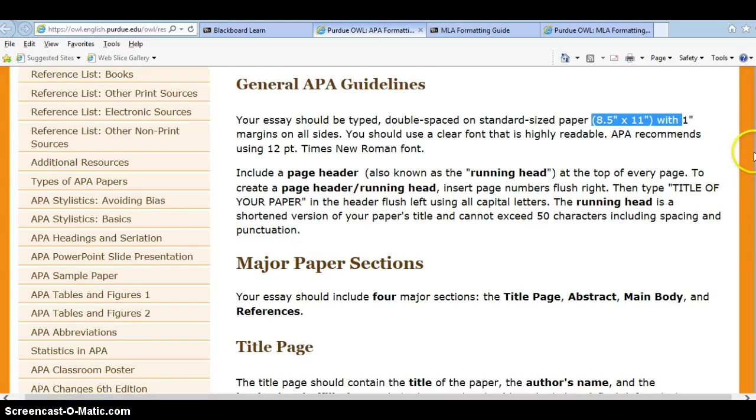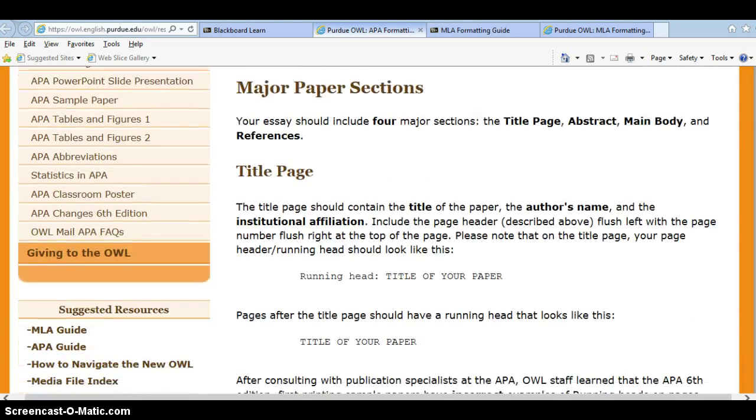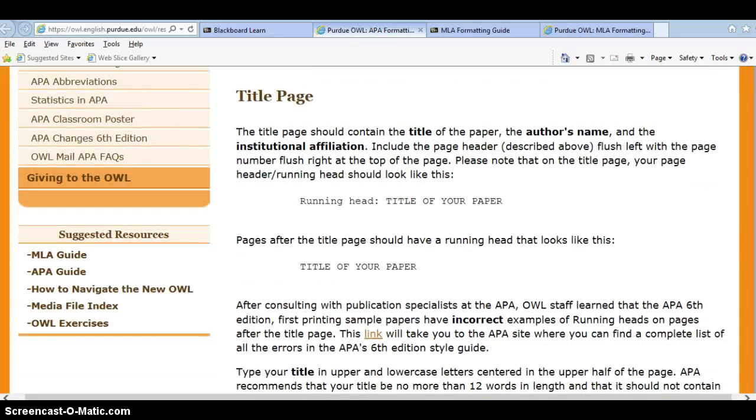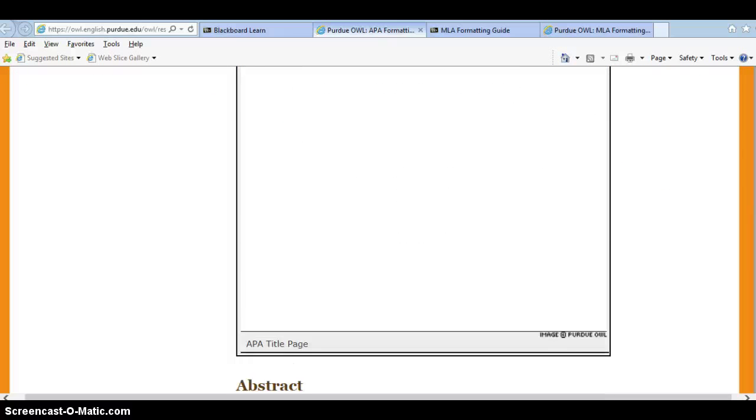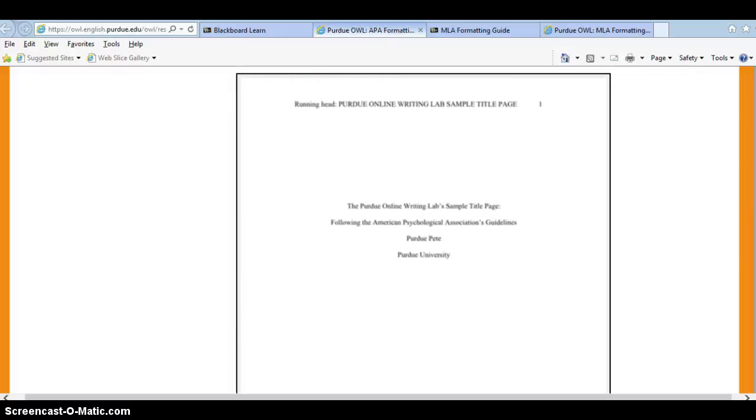Again, page numbers at top. The major sections and the abstract section I will only require for your essay 4. If you're using APA for essay 1, 2, and 3, you don't have to write an abstract because they're shorter papers. So, what I want, obviously, on the first page is the cover page or title page.